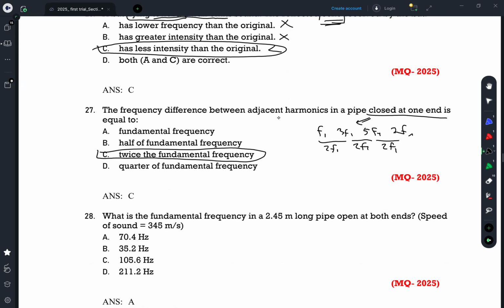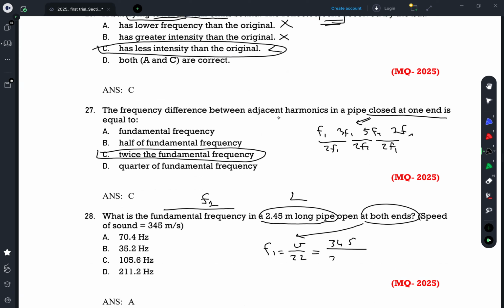Question number 28 asks for the fundamental frequency F1 of a 2.45 meter pipe that is open at both ends. For a pipe open at both ends, the frequency is V divided by 2L. We just calculate straight: V is 345, 2L is 2 times 2.45. I think this is a question from the book; it's exactly the same question. 345 divided by 2 times 2.45. The answer is 70 hertz. It is A.